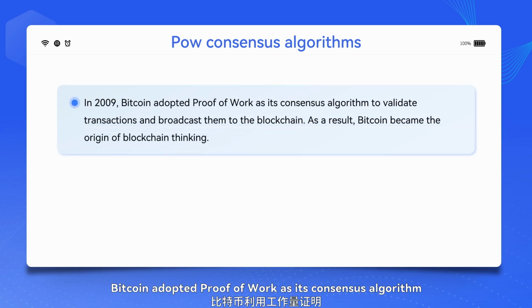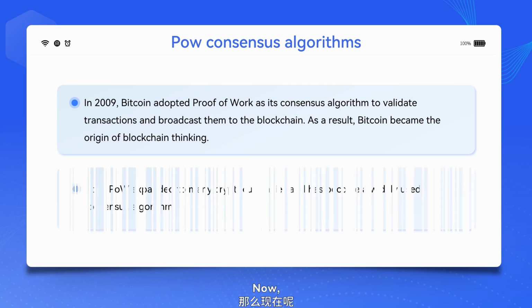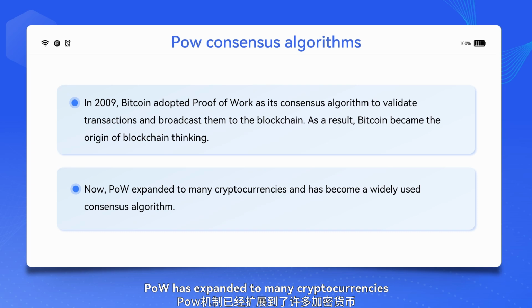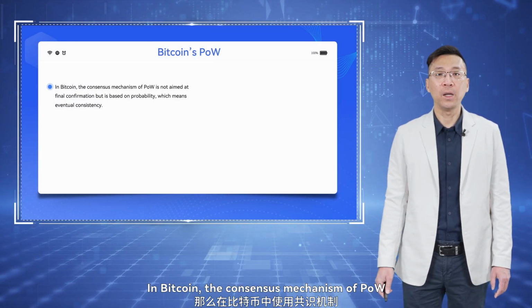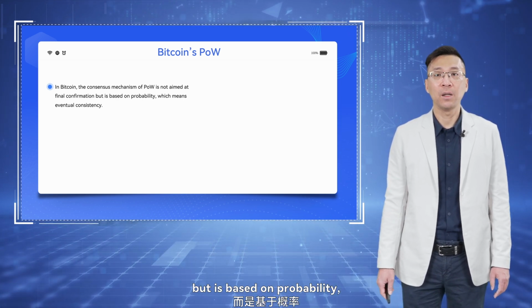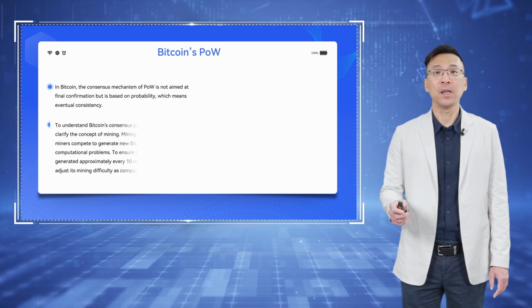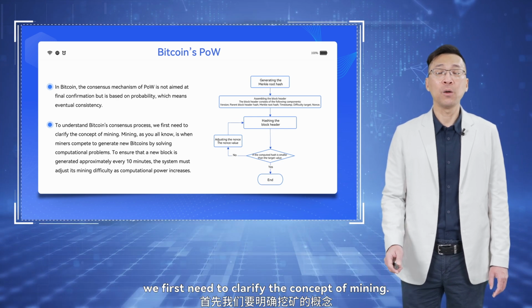In 2009, Bitcoin adopted proof of work as its consensus algorithm to validate transactions and broadcast them to the blockchain. As a result, Bitcoin became the origin of blockchain thinking. Now, PoW has expanded to many cryptocurrencies and has become a widely used consensus algorithm. In Bitcoin, the consensus mechanism of PoW is not aimed at final confirmation, but is based on probability, which means eventual consistency. To understand Bitcoin's consensus process, we first need to clarify the concept of mining.